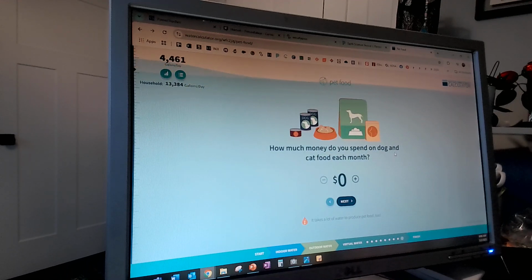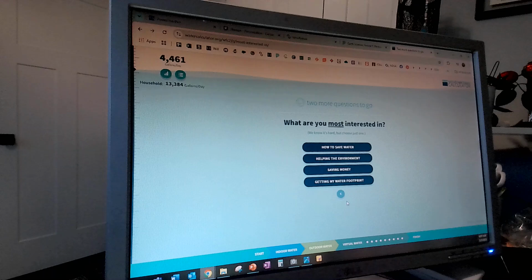How much do you spend on dog or cat food each month? If you have a pet, they cost you money and water. We don't have any pets, so we're not spending anything at this point in time, but pets get expensive. You go to Costco, you're spending like $45 on a bag of dog food. And that's Costco. So, zero. We don't have any pets that we are feeding currently.